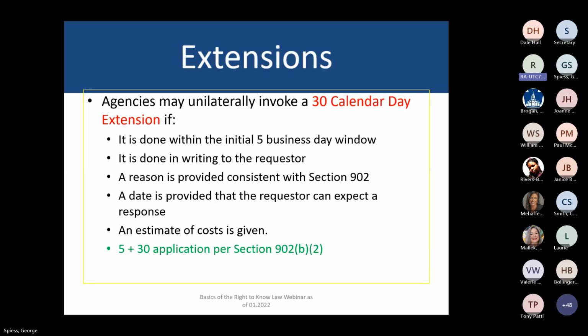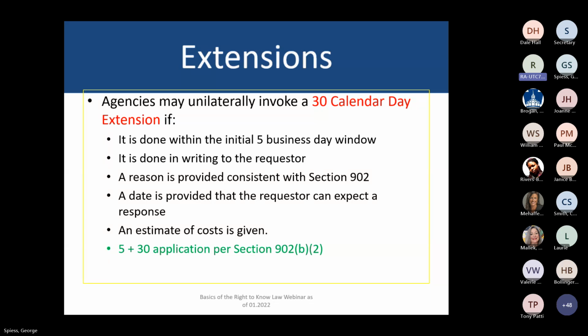All right, but in order for the extension to be valid, conditions need to be met, and you'll find these in the right to know law. First off, you need to invoke the extension within the initial 5-day window. You can't wait until what otherwise would be the 6th business day, suddenly realize, oh, I forgot about this right to know request, well, I'll just take an extension. Unfortunately, when you miss the deadline, you are in essence denying the request by default. It's what legally is called a deemed denial because you missed the deadline.